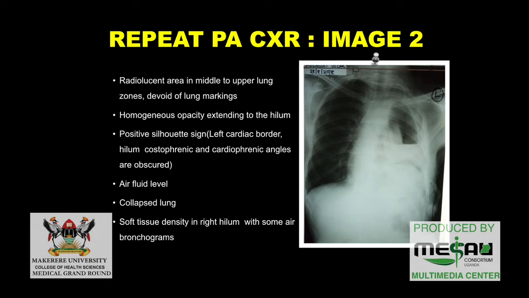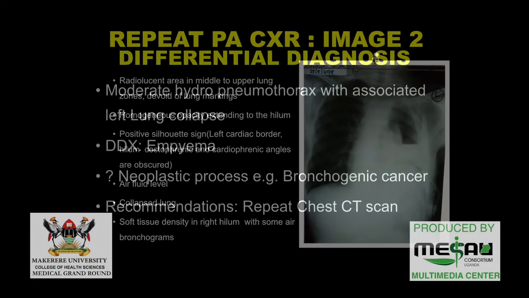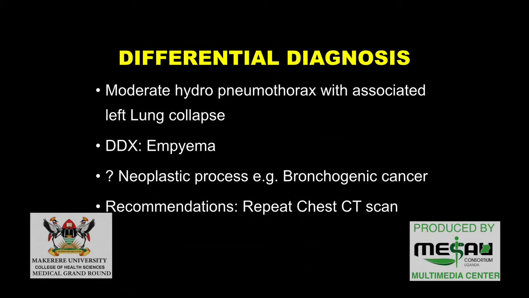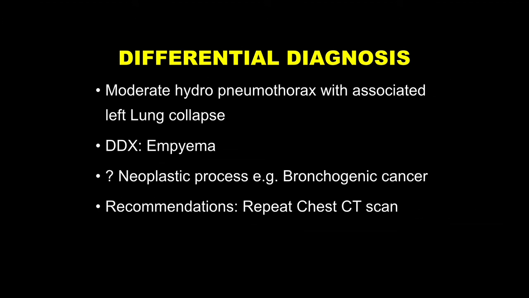After that, we will have the differentials from the last radiograph. I would have a moderate hydropneumothorax with a left lung collapse. There's a differential of empyema. We could have a neoplastic process going on, and then we could recommend a repeat chest CT scan to evaluate the collapsed lung and the density, what it is made of. Thank you.